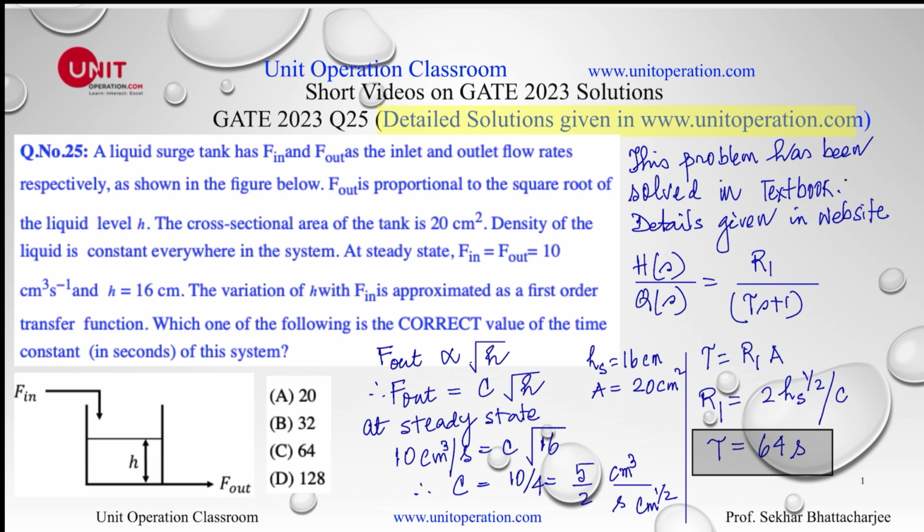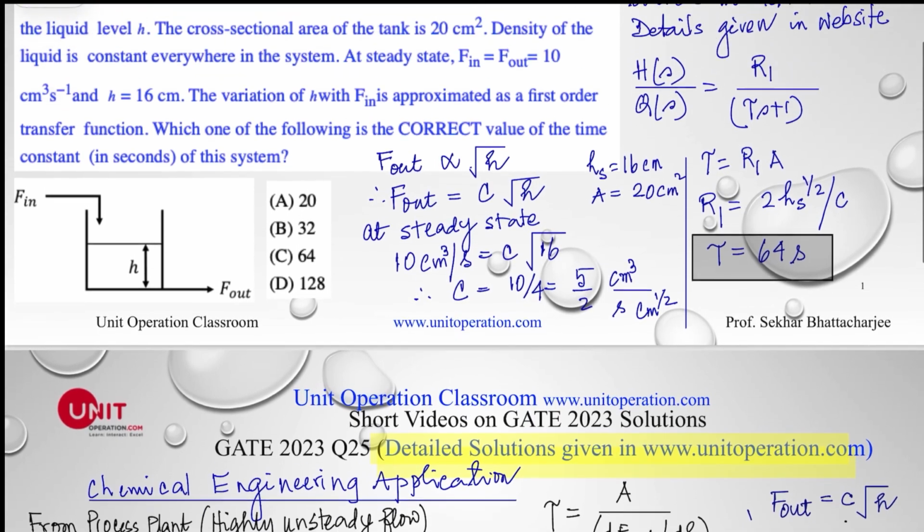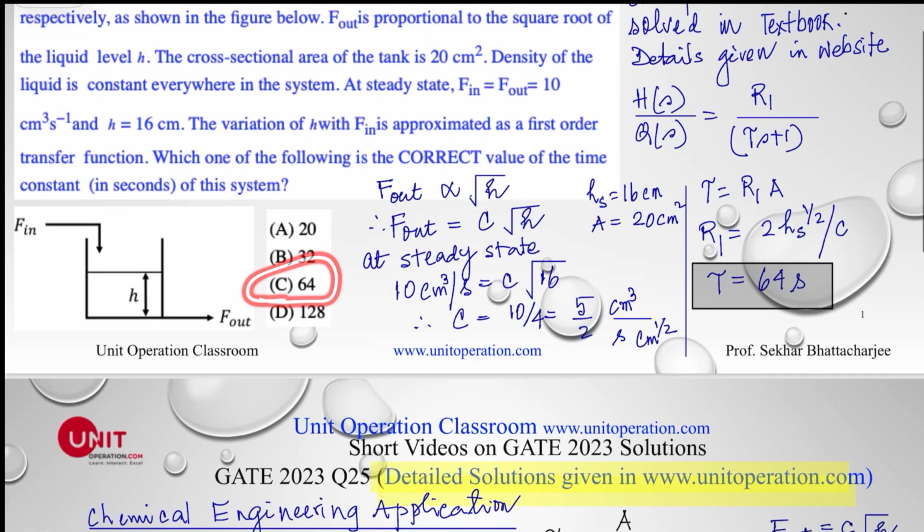Once we put the value of C here, we know the value of HS. We can calculate the value of R1, and from there we can calculate the value of tau, and that becomes 64 seconds. All the detailed calculations have been shown on the website. So this option C is the correct option.